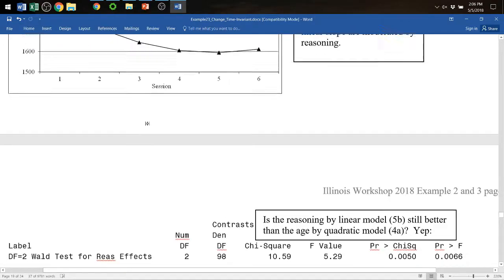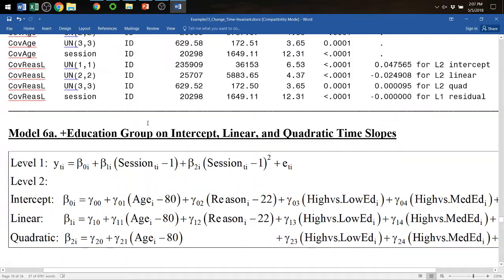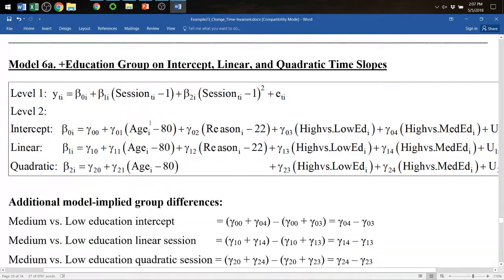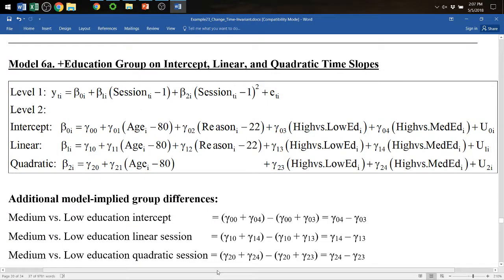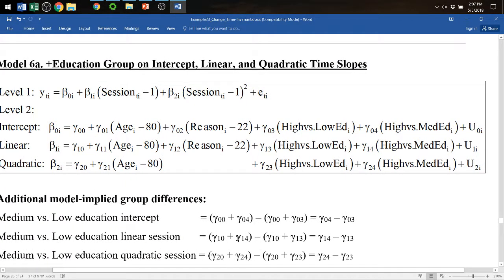All right, and then last but not least, this is what it would look like if you have education group. Education is a 3-group variable. So every time I talk about education, I'm actually talking about 2 different fixed effects. You need 2 terms to differentiate the 3 levels of education. I have these coded the way SAS does by default. It takes the highest group and makes it the reference. So I have 1 fixed effect for high versus low, 1 fixed effect for high versus medium.